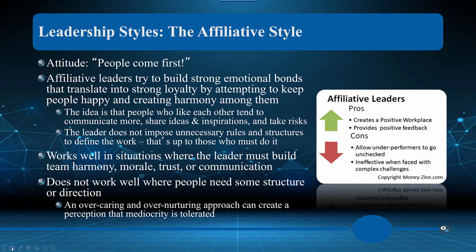So in the affiliative style, people come first. Leaders try to build strong emotional bonds that translate into strong loyalty by attempting to keep people happy and creating harmony among them. Now, this can be really challenging to do. And also, my experience with this leadership style is there is a huge balance between doing this and still setting boundaries. Because when I try to create harmony, people tended to extend those boundaries.